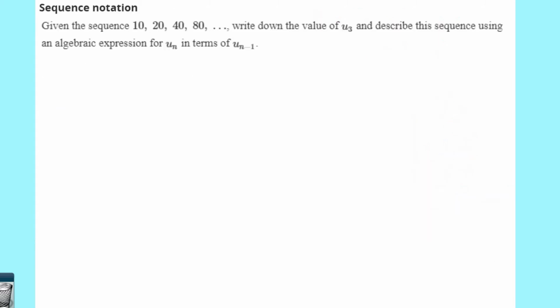So, given the sequence, we want to write down the value of the third term, and describe the sequence using an algebraic expression in terms of the term before it. Okay, so the third term would be 1, 2, 3. So U subscript 3 equals 40. Now U sub N is any term in the sequence.